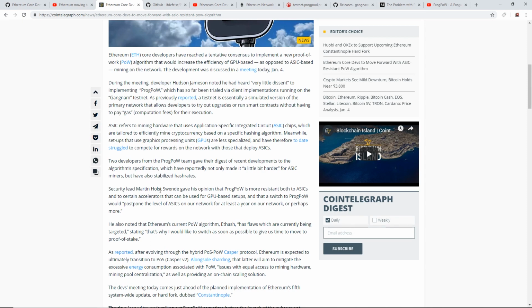Security lead Martin Holst Swende gave his opinion that ProgPoW is more resistant both to ASICs and certain accelerators, aka FPGAs, that can be used for GPU-based setups, and that a switch to ProgPoW would postpone the arrival of ASICs on the network for at least a year, or perhaps more. So yeah, ProgPoW is ASIC resistant up to a point, maybe a year or so, until ASIC companies figure it out. You guys know, Bitmain made the first Ethereum ASIC, which is the E3, I believe, and it was only marginally better, not like amazing, right?